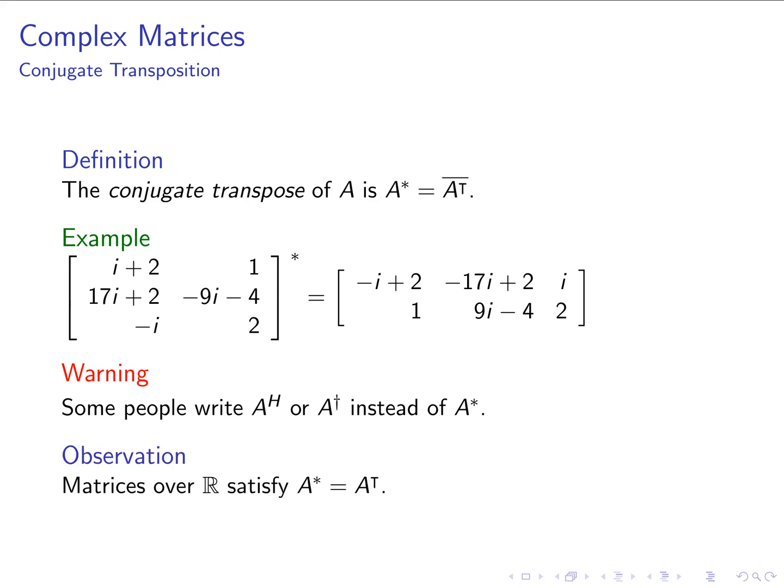And another important thing to observe is that the matrices we've previously been working with, the matrices with real entries, satisfy the relationship A star equals A transpose, because we never change real numbers when we conjugate them.